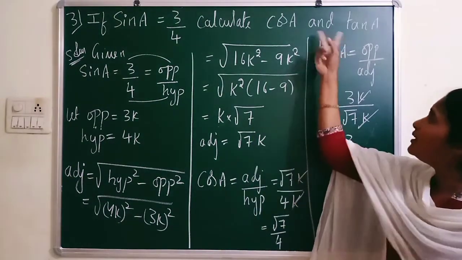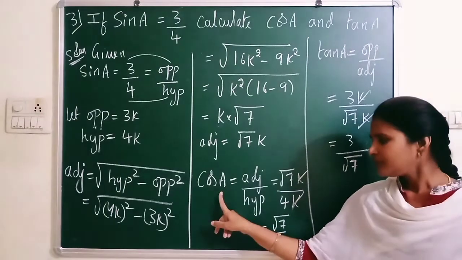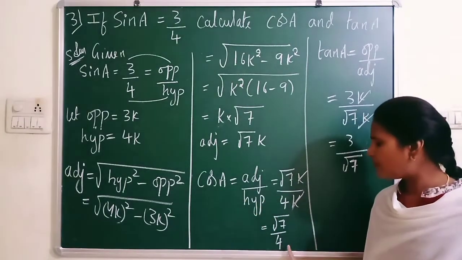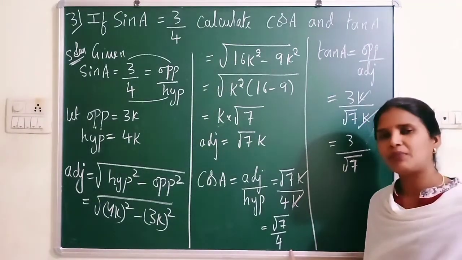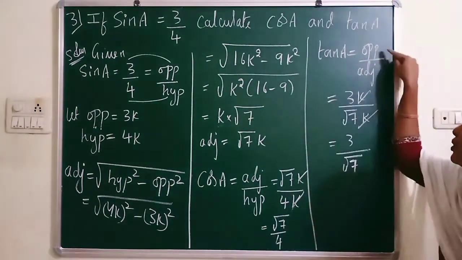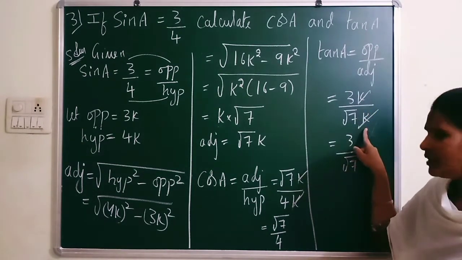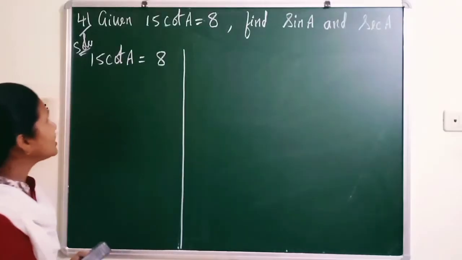Now I have to find the two trigonometric ratios, one is cos and the other is tan. One is cos A, that is adjacent by hypotenuse, root 7k divided by 4k, k and k get cancelled, root 7 by 4. And tan A equals opposite by adjacent, 3k by root 7k, k and k get cancelled, 3 by root 7. So the next question is question number 4.